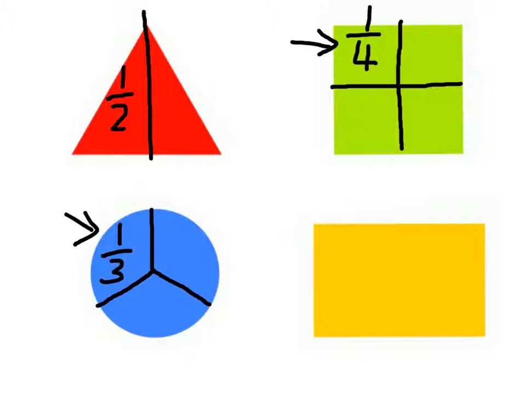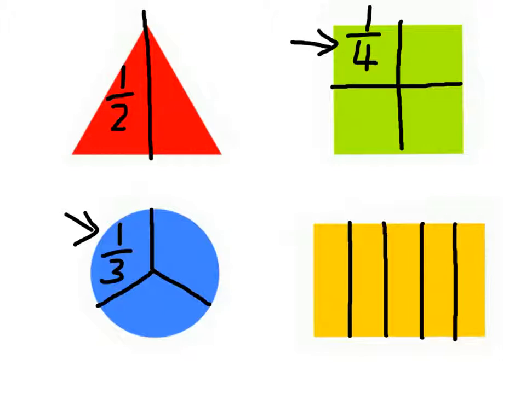Okay, my last shape, I've got the rectangle, and I'm going to represent 1/5 on this rectangle. So 1/5 of a whole shape means it will be one of five equal parts. So I'm going to divide this shape into five equal parts as best as I can. So one of those parts would be considered 1/5. So I have represented 1/2, 1/4, 1/3 and 1/5 on the area of these shapes.